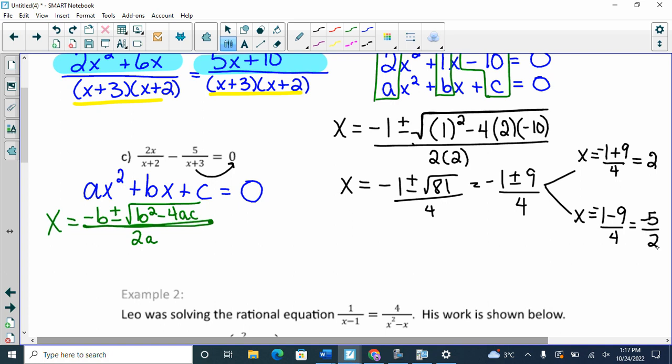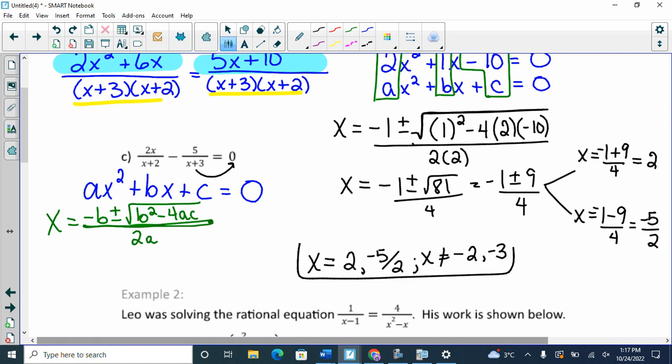So my answers are x equals 2 and negative 5 halves. And what do I have to make sure I put behind this? X can't equal negative 2 and negative 3. Are either of my solutions that? Are either of my solutions negative 2 or negative 3? No, so they're good.